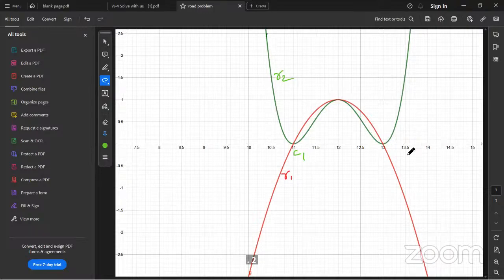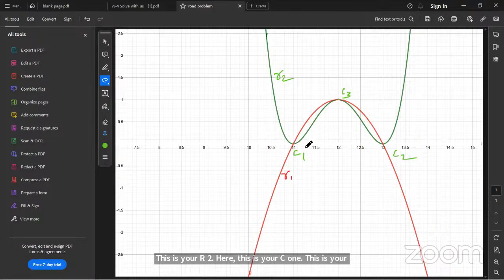Here this is your C1, this is C2, and you need to find this C3. Understood? From this graph you can easily see the x coordinate of this C3 is 12.